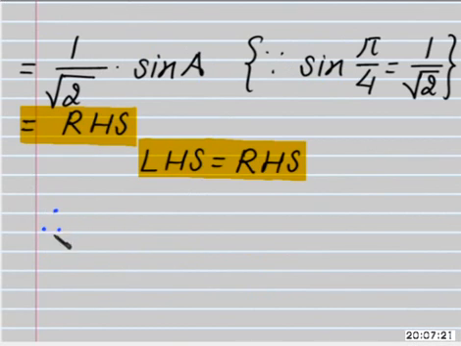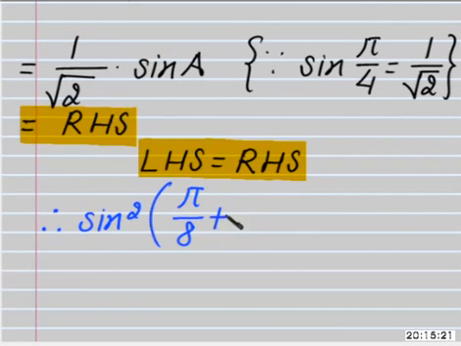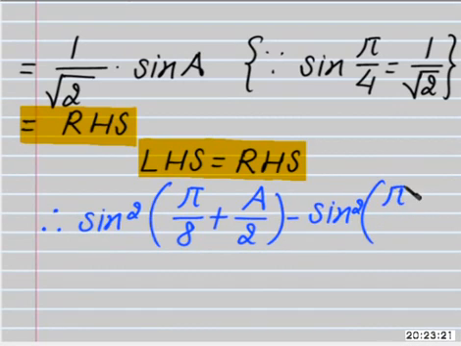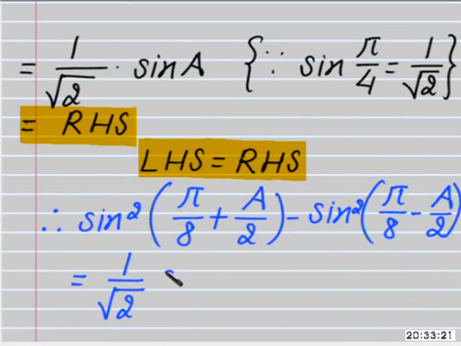Therefore we can say that sin square of pi by 8 plus a by 2 minus sin square of pi by 8 minus a by 2 is equal to 1 by square root 2 into sin a.